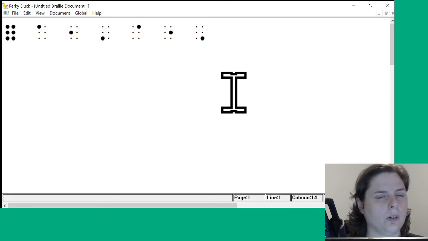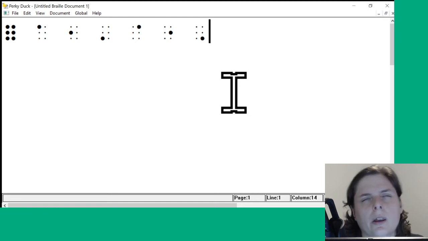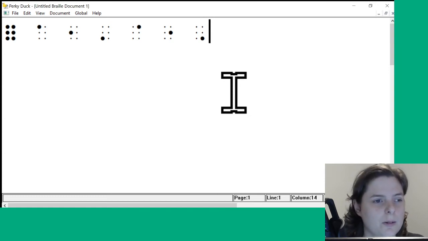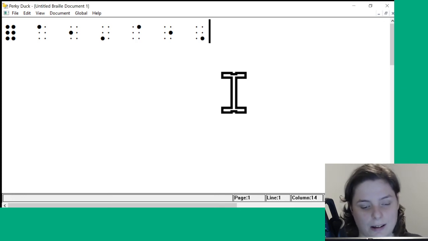These combinations of these 6 dots are going to make all of your letters, numbers, punctuation, special signs, and mathematic equations. That's a different code called Nemeth. We'll see if I decide to venture into that or not.